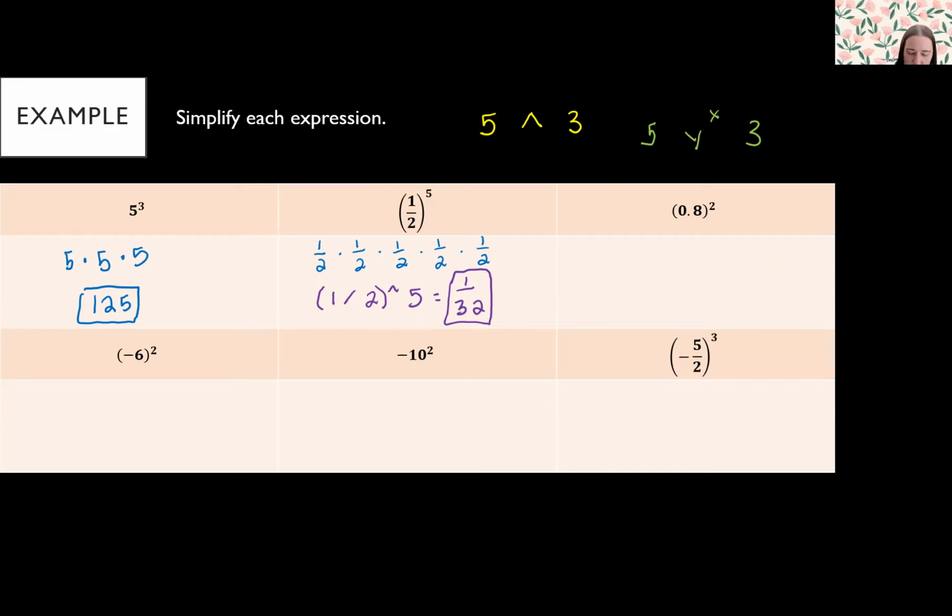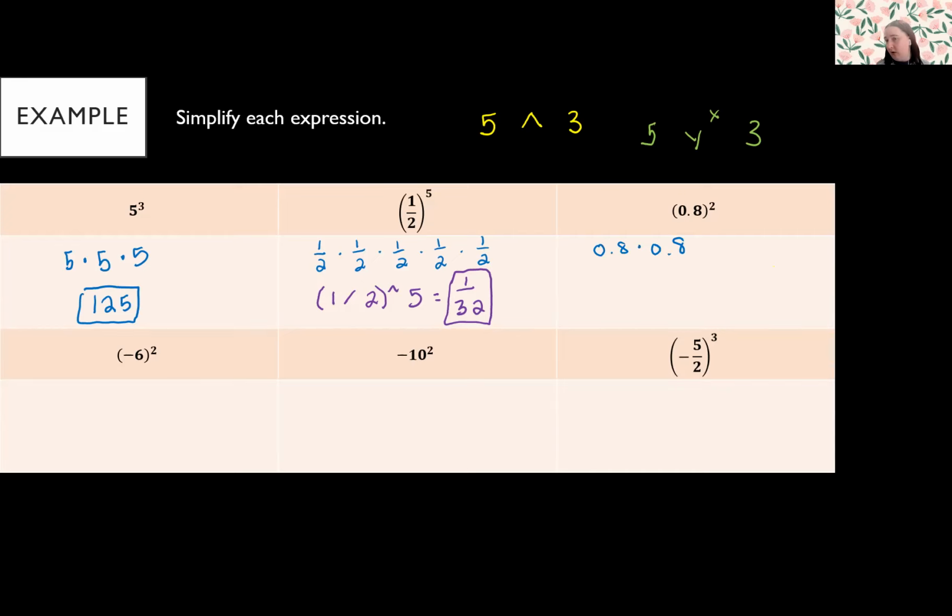Now the next one here, we have 0.8 squared. So we have parentheses around decimal values just to make it clear that it's not a 0 times 8 or something like that. We want to make sure it's clear that it's a decimal here. So we tend to put parentheses around that with exponents as well. And so this is 0.8 times 0.8.